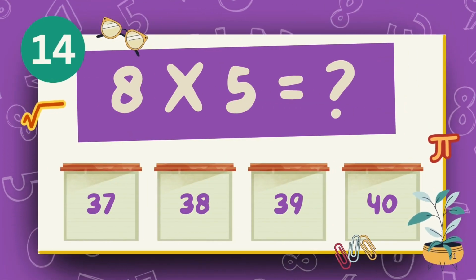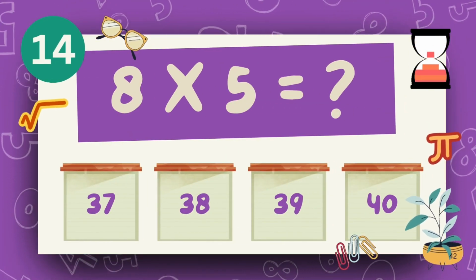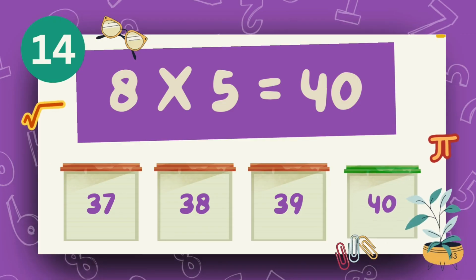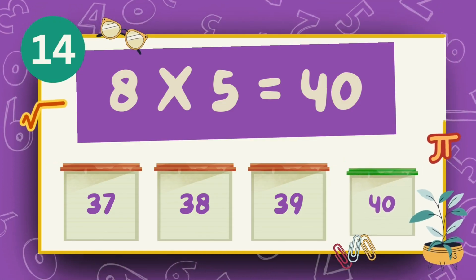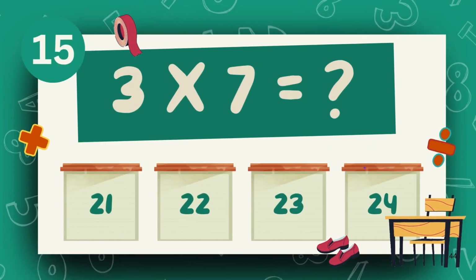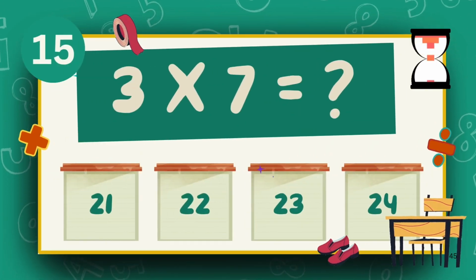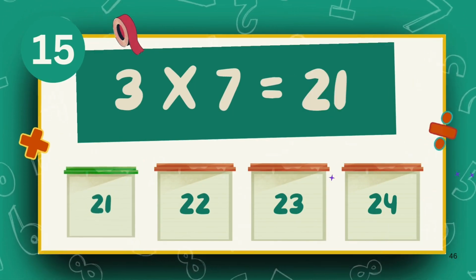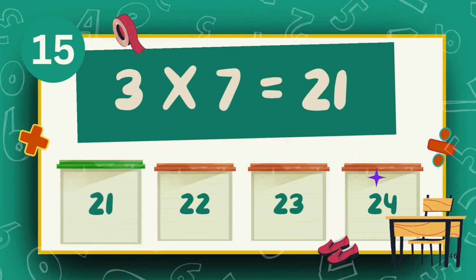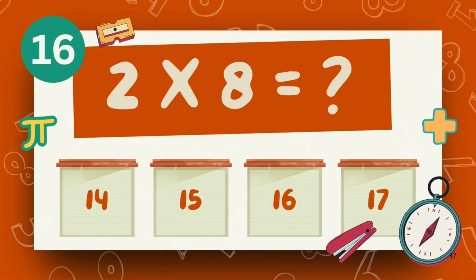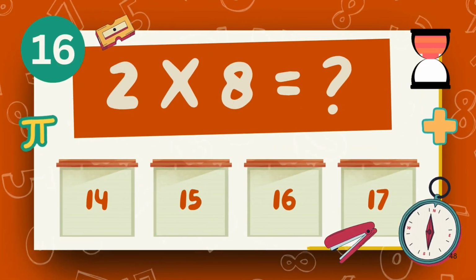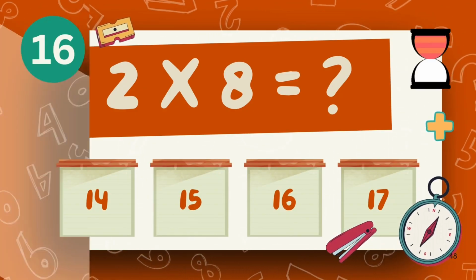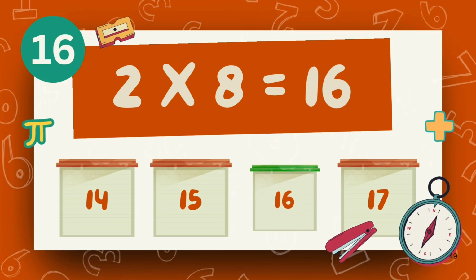What is 8 multiply 5? The answer is 40. What is 3 multiply 7? The answer is 21. What is 2 multiply 8? The answer is 16.